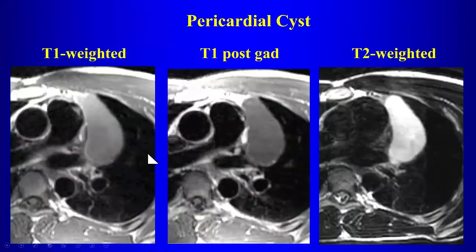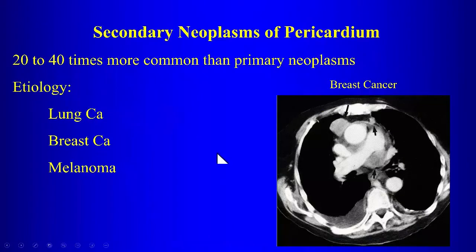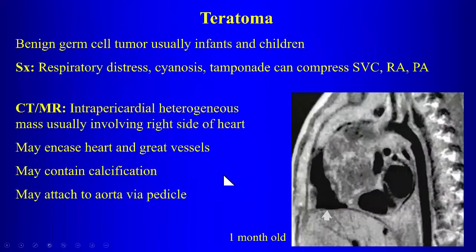So here are examples on MR. They can be higher than fluid signal on T1 weighted imaging because of proteinaceous contents. No enhancement after gadolinium, very bright on T2 weighted imaging like cysts anywhere else. Now, we can have secondary neoplasms affecting the pericardium: metastatic disease, lung cancer, breast cancer, melanoma. An example of breast cancer here with metastases to the pericardium.